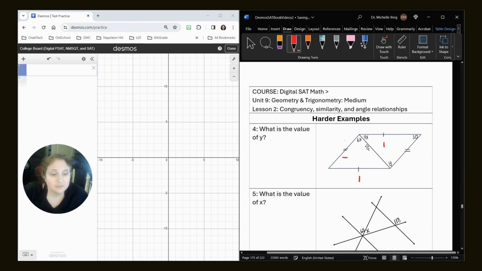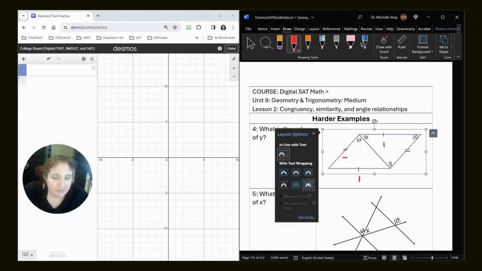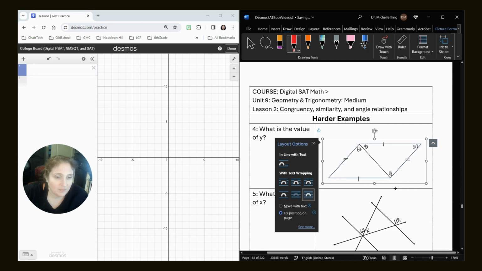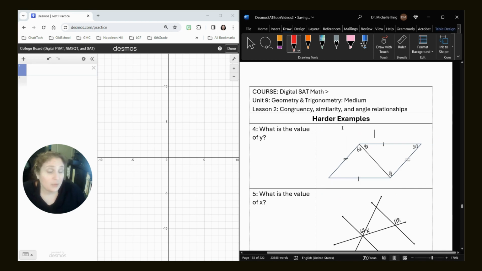Pause. We got to move this baby to the back. Sorry, I didn't do that first. Okay. So because it's a parallelogram, these angles are alternate interior angles. What that means is that if this is 6x, so is this. So now we have a triangle that we can just solve for x.